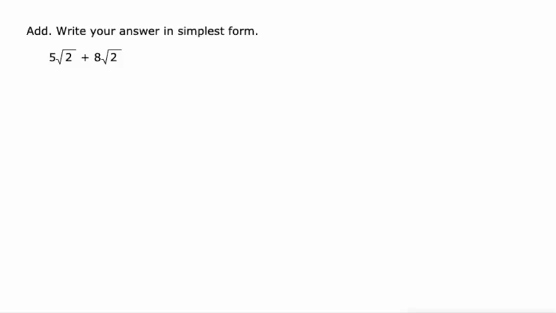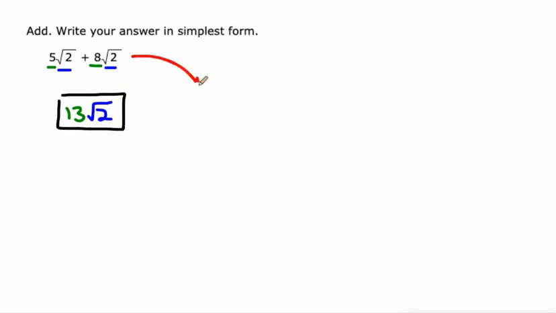Not a lot to this. Basically, since both these radical expressions have the same square root of 2 that they're being multiplied by, we can just add their coefficients. The 5 plus the 8 makes 13. And that's it. That's our answer. 5 times the square root of 2 plus 8 times the square root of 2 is 13 times the square root of 2.